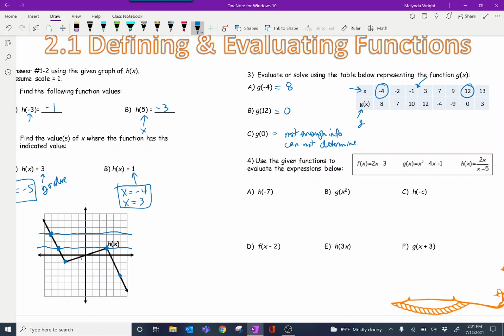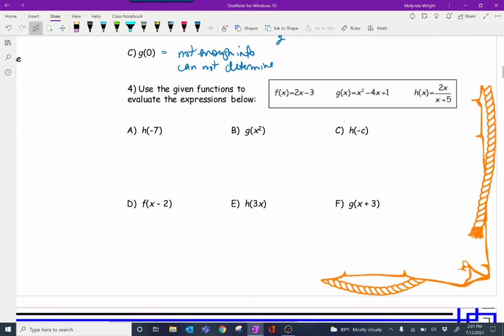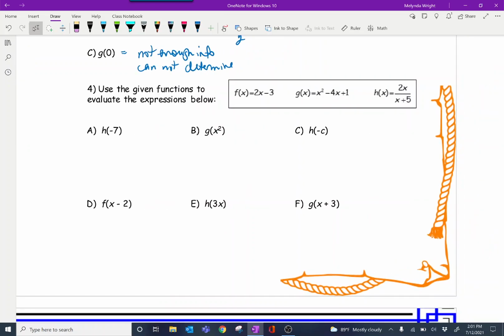And then, let's review. We've looked at graphs, we've looked at tables, now we're going to look at equations. And what they're asking us to do is find h of -7, find these things. So we've got the function f and g and h. So we have 3 different functions. All right, so let's do h of -7. Again, this represents the x value. So we're going to plug in a -7 everywhere there's an x. We're replacing x's with -7s because that's what the function notation is asking us to do. So that would be -14 over -2, which would give us a 7. Okay, that's not too bad.